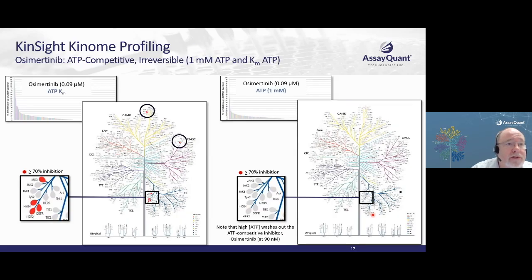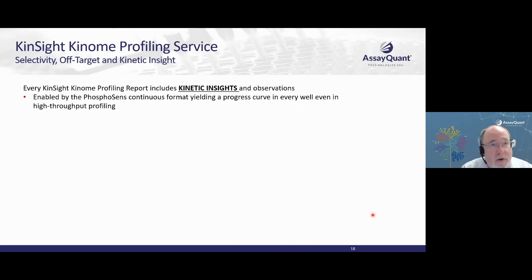And finally, I don't have lazertinib for this, so we'll just go right on. So that's our profiling service. It not only reports out the percent inhibition here, it also supplies a few other important things. Because it's a continuous assay format, we can actually look at the progress curve for each one of these reactions and give you some kinetic insights from that.